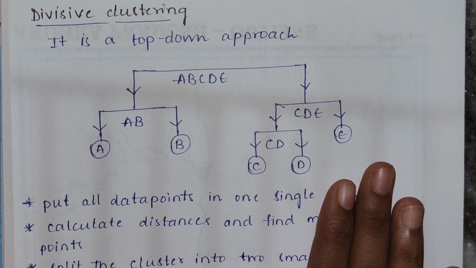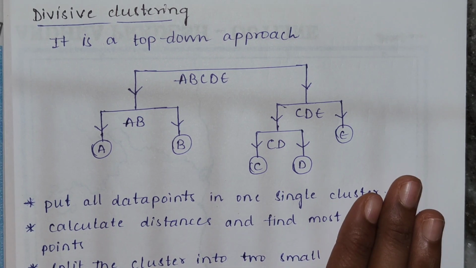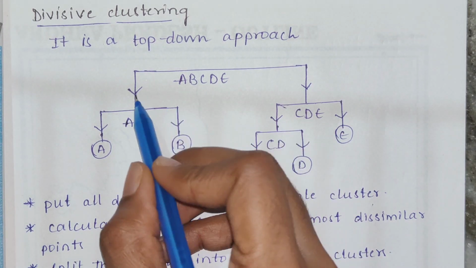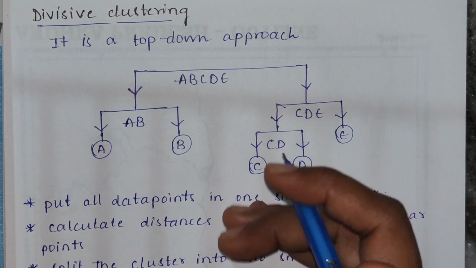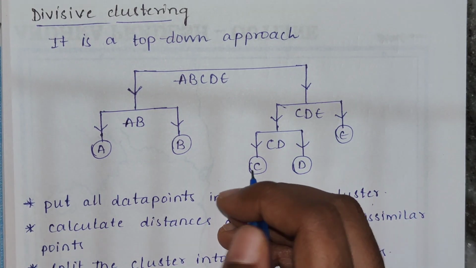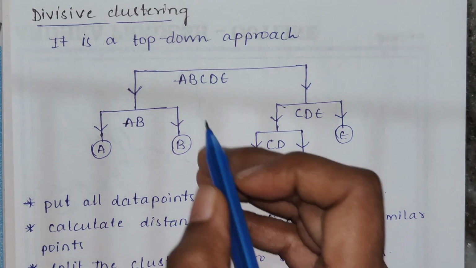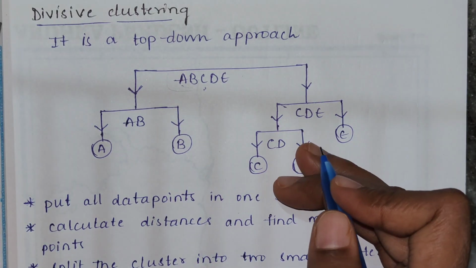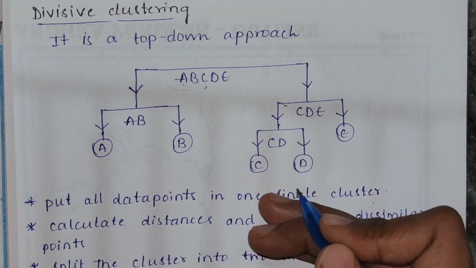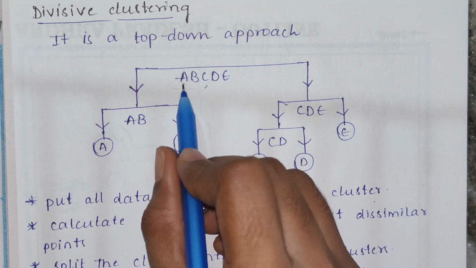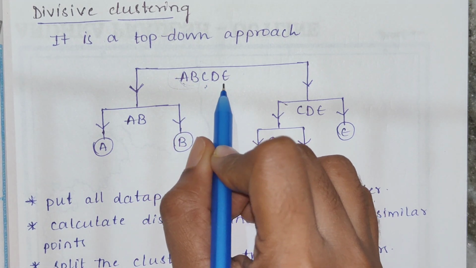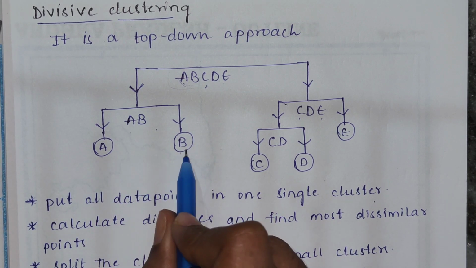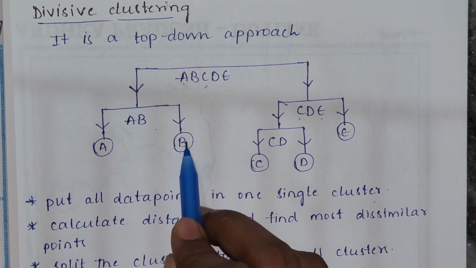Now let's understand divisive clustering. Divisive clustering is a top-down approach, which means that in agglomerative we saw arrow marks facing upward, but here the arrow marks are facing downward, so divisive is a top-down approach. First we take all data points into one single cluster, and we divide that single cluster into separate clusters. We split the clusters until we reach single data points. Here A, B, C, D, E is one cluster, and we have divided it into A, B and C, D, E. A and B are single data points, so we have not divided them further.